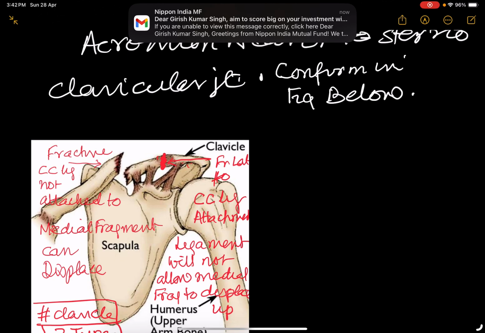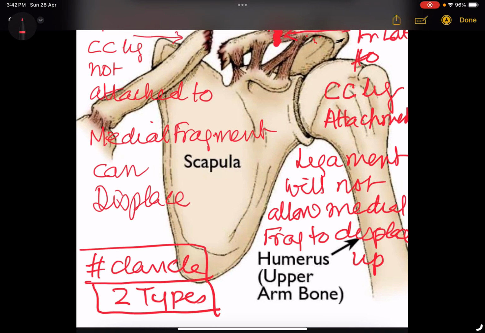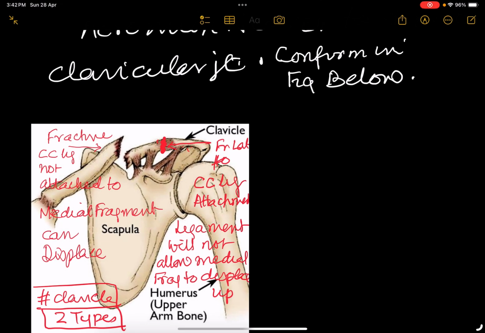Now, if the fracture is medial to the coracoclavicular ligament, then the medial fragment is free to go upwards. But if it is lateral to the coracoclavicular ligament, then this attachment of the coracoclavicular ligament to the medial end will prevent its displacement. So the fracture is basically of two types. One is stable, where the displacement is not marked, and the other may be unstable.